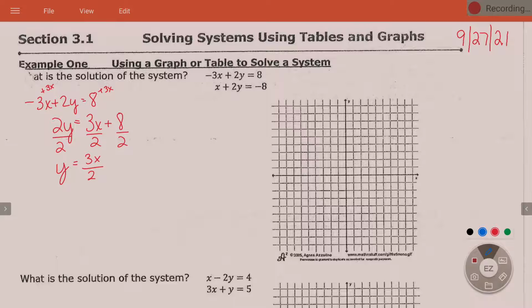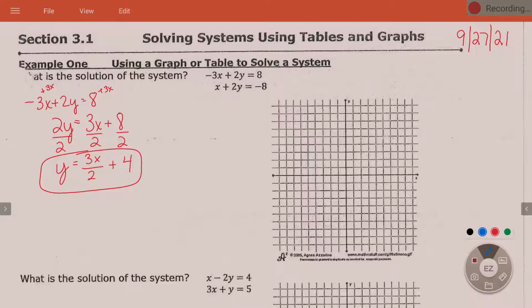I'm going to leave it as 3x over 2 because I'm going to graph this. I heard someone say 1.5. I'm not going to disagree. It is 1.5. But when I have to graph this, I'd rather have the fraction for this one. Plus 8 divided by 2 is 4. Okay, are we ready to graph that? Yeah, we're ready to graph that.